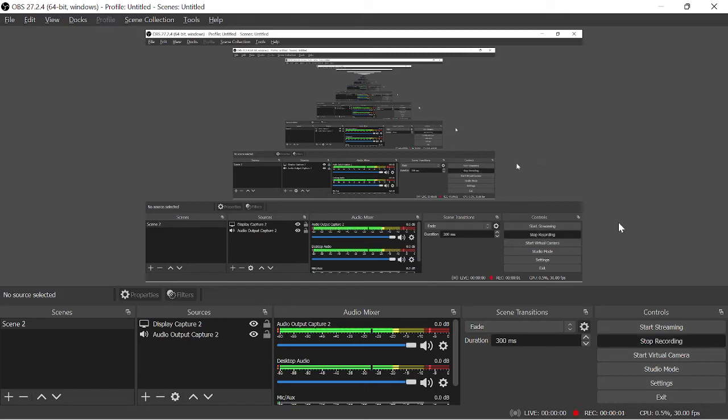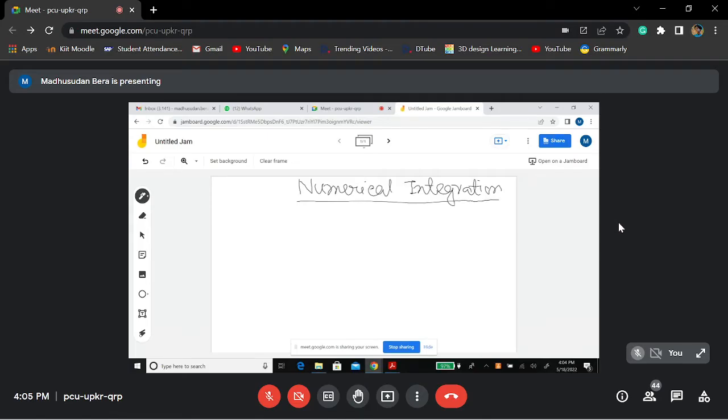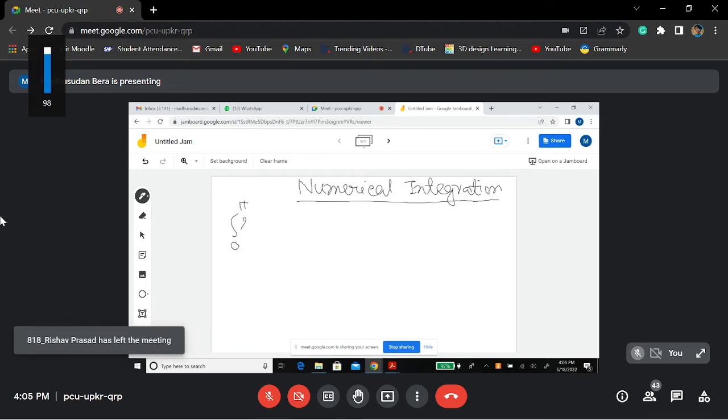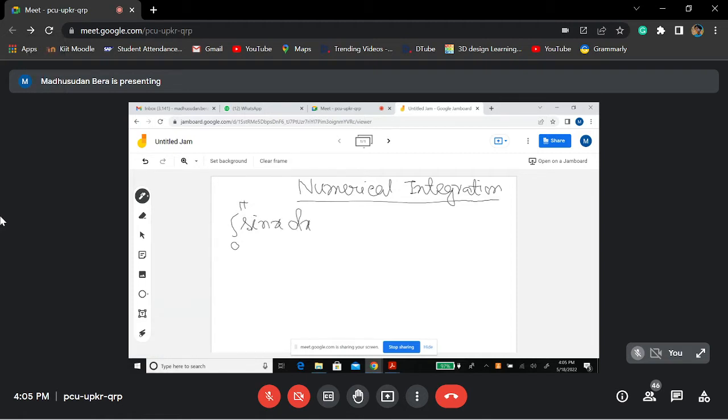We will do some integration. Suppose this integration, say 0 to pi sin x dx. How will you integrate this?